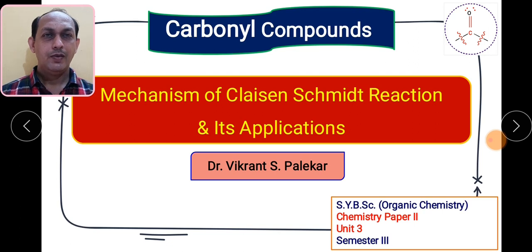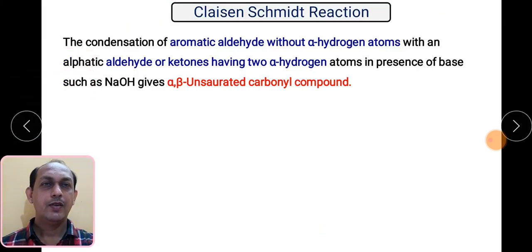Till now, we have seen in the application part two name reactions. First one is benzoin condensation, and the second reaction we have seen is Knoevenagel condensation. Today we are going to see the third name reaction, that is Claisen-Schmidt reaction and its subsequent application. Along with that, we are also going to see how the mechanism of the reaction progresses. So let us first see what is Claisen-Schmidt reaction.